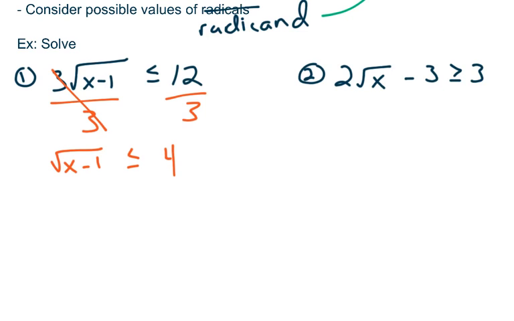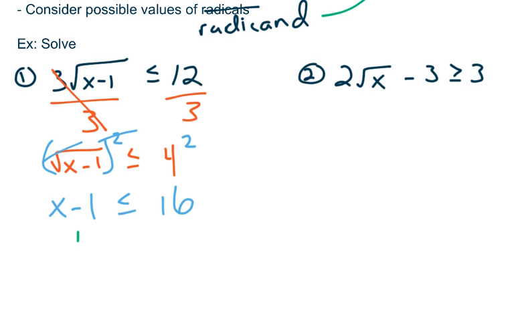Once we've got the radical by itself, then we need to get rid of the radical. We're going to get rid of it by squaring both sides. If it was a cube root, we would cube both sides. Fourth root would be fourth power to both sides, and so on. With square root, we're going to square both sides. The square root and the square cancel each other out. We're left with x minus 1 less than or equal to 4 squared. That is 16.